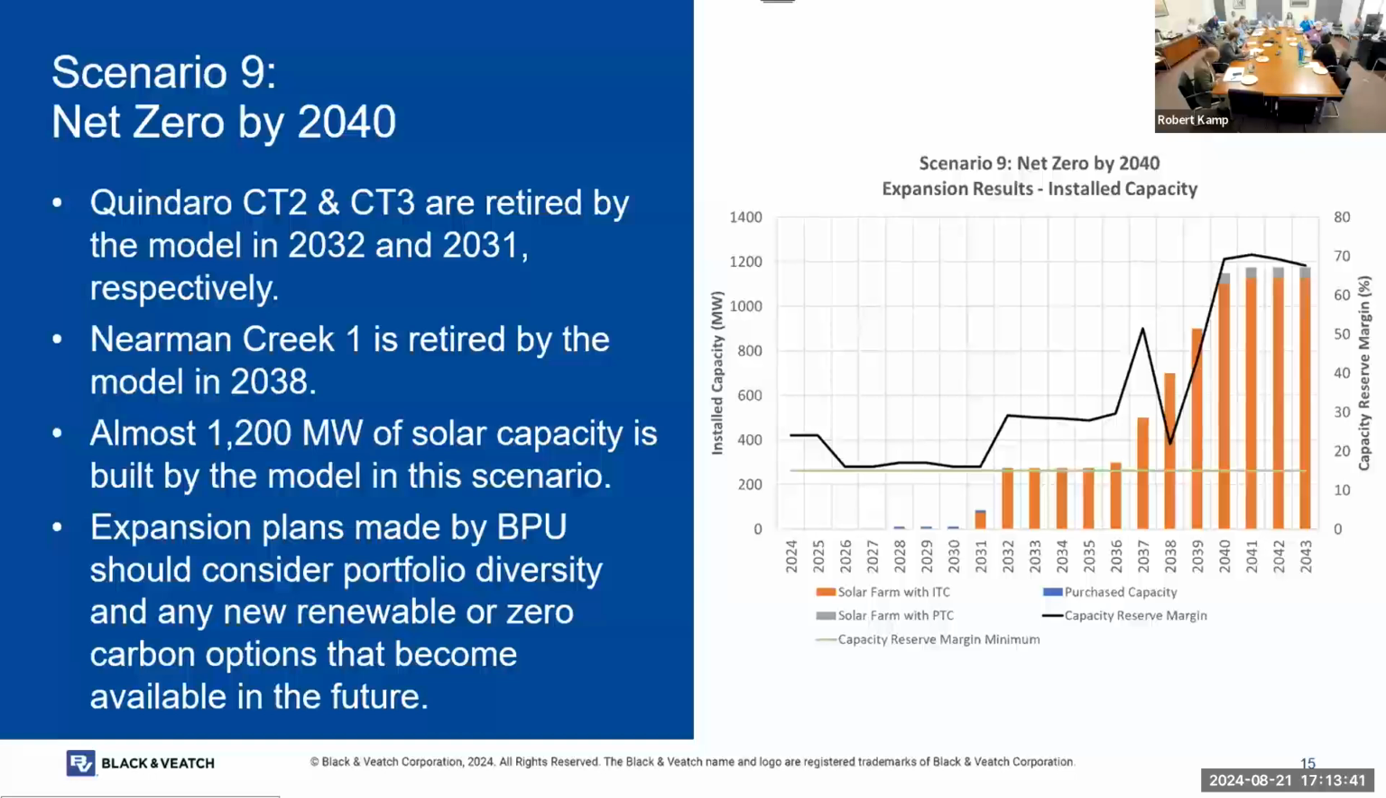Exactly. And so what we can see with the lines on this graph, the lower horizontal green line, that's the 15% capacity reserve margin. The black line above that is the calculated capacity reserve margin within the model for all the resources. You can see up until about 2031, it runs very close to 15%. Once that solar begins to be added, the capacity reserve margin increases and keeps getting higher and higher. And then you can actually see in 2038 the significant drop in capacity reserve margin, that's associated with the retirement of Nearman Creek 1. It can retire it because the retirement wouldn't violate the capacity reserve margin constraint. And so it's cheaper at that point, because of all the solar that's been added, to take that plant offline and move forward with the solar.